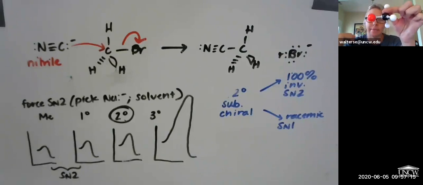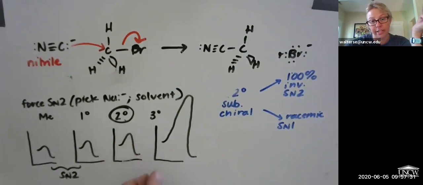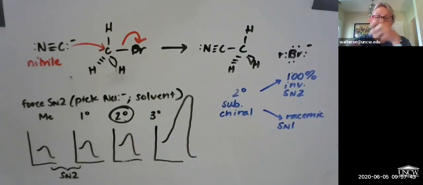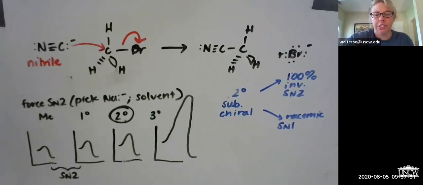So I can't tell on a methyl substrate or a primary substrate that I've inverted the stereochemistry because the molecule can freely move and tumble in the solvent. So I can't measure the inversion. It's only if I use a secondary substrate that I can measure the inversion and know the way in which the nucleophile had to attack from the back. Does that make more sense, Ben? Yes. Okay. Are there any other questions?